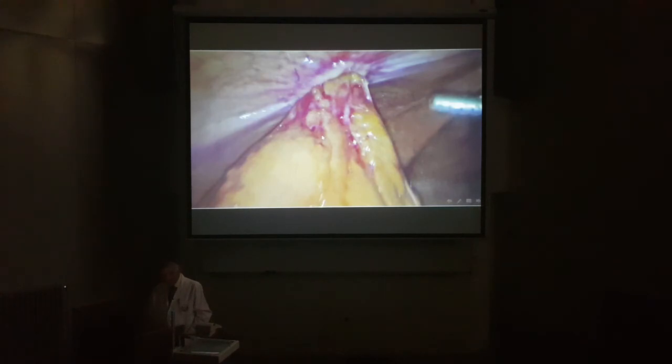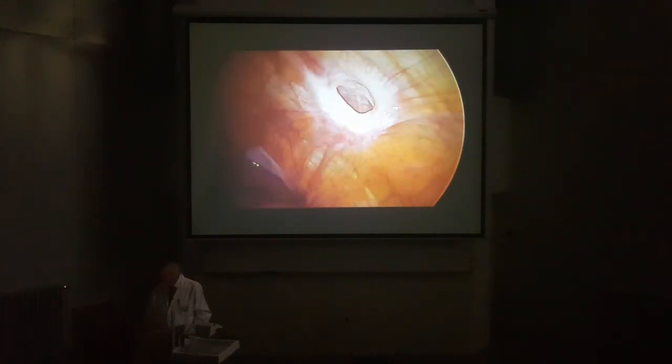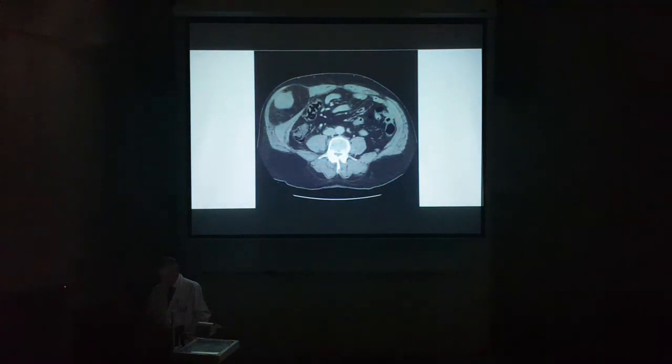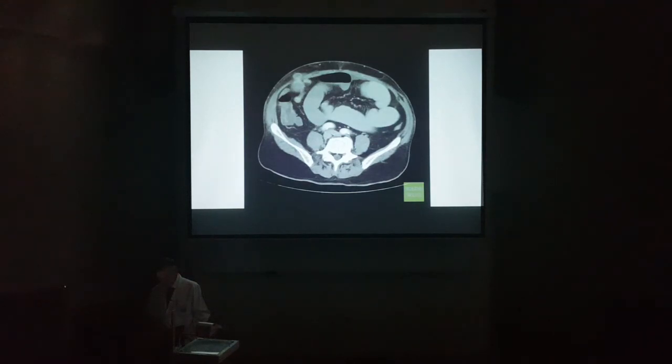You take the omentum out. This is the neck of this hernia. It's called Spigelian hernia. This is a huge one, lateral to the rectus abdominis muscle. This is a small one. This is a small Spigelian hernia.